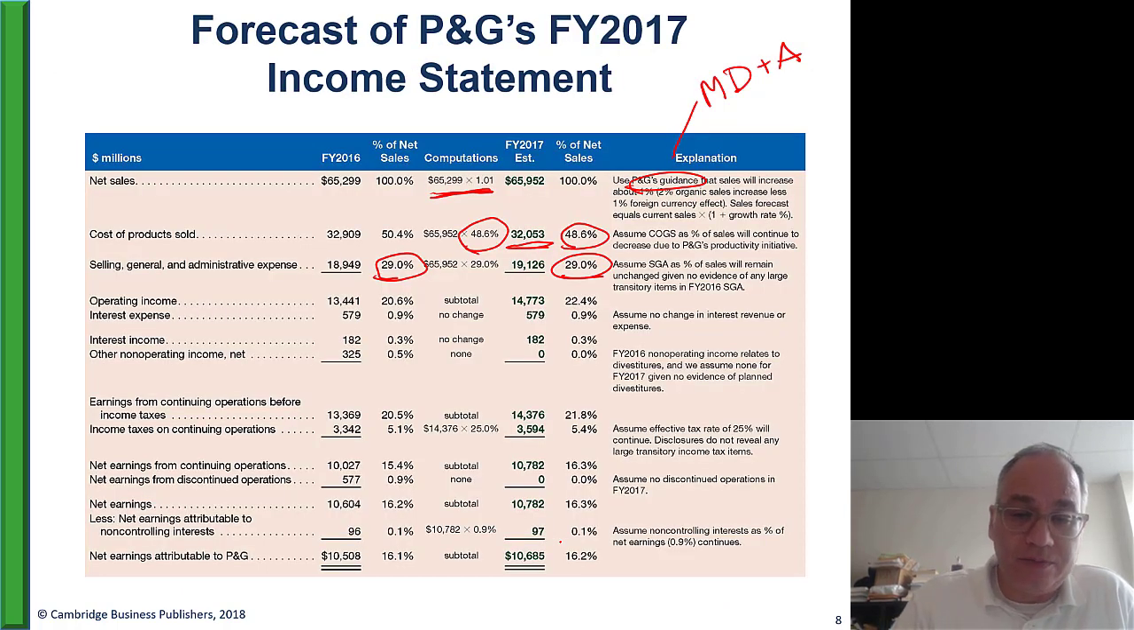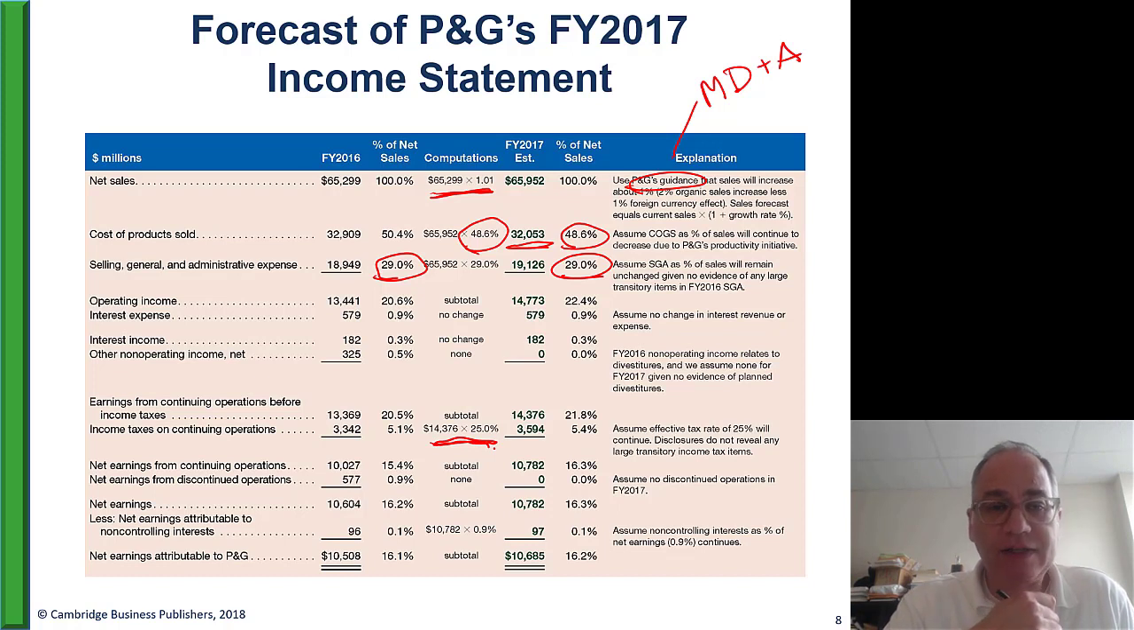That would give you income taxes of $35.94. And the rest of these items, again, interest expense continues at 0.9%, interest income 0.3%, other non-operating 0%, net earnings from continuing operations, just the total of everything, and we have earnings attributable as a minor item. So these are the types of items.